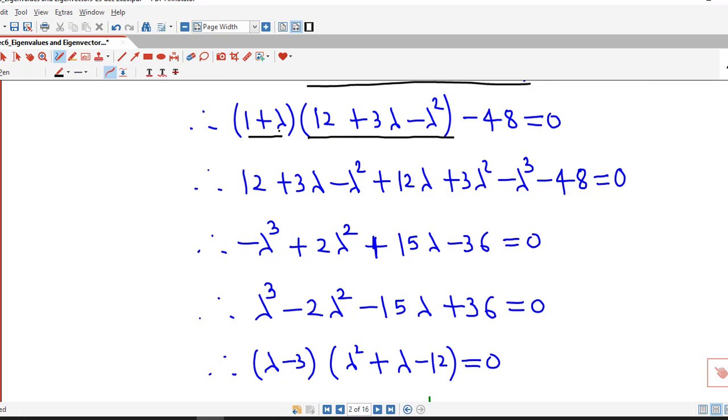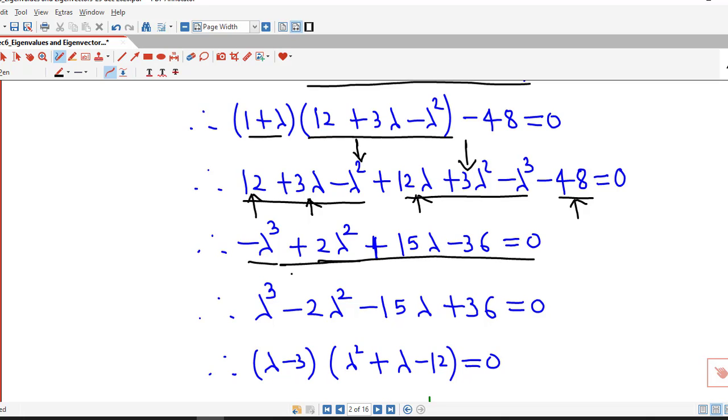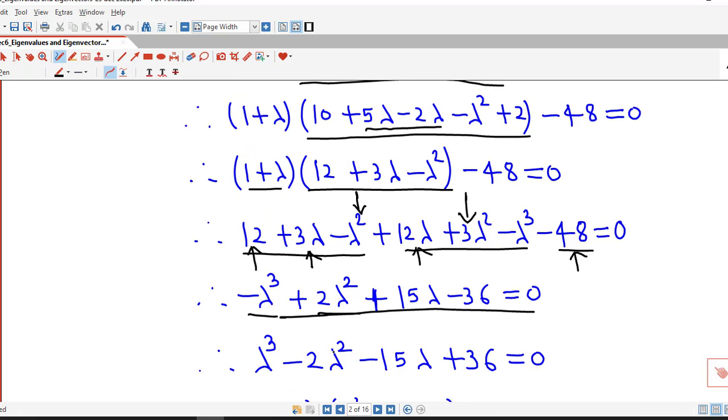Now we multiply these two. 1 times 12 plus 3 lambda minus lambda square, plus 12 lambda plus 3 lambda square minus lambda cube, minus 48 equal to 0. So first we write down the highest power of lambda, which is minus lambda cube. Then we collect the terms with lambda square, that is 3 lambda square minus lambda square, which is 2 lambda square, and then we collect terms with lambda. So 3 plus 12, that is 15 lambda, and the constant term is 12 minus 48, which is minus 36, equal to 0. And then we multiply this whole equation by minus 1. So we have lambda cube minus 2 lambda square minus 15 lambda plus 36 equal to 0.